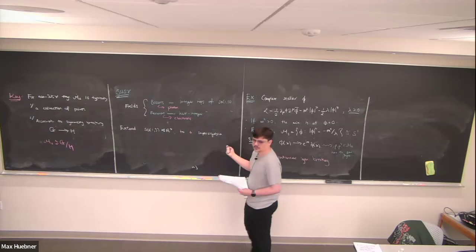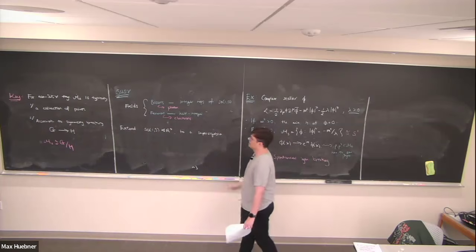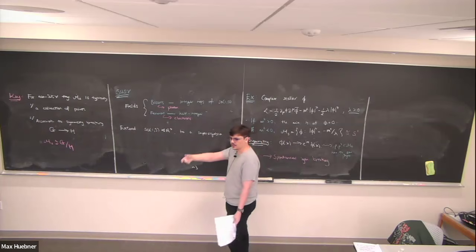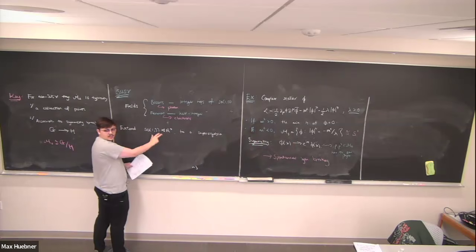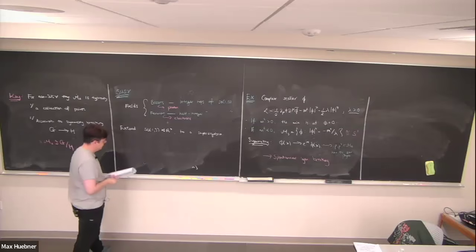So a superalgebra, if you're unfamiliar, is just a graded algebra. So we're going to have a bosonic part and a fermionic part, so a Grassmann even and a Grassmann odd. And we want the bosonic part to at least contain the Poincaré algebra.